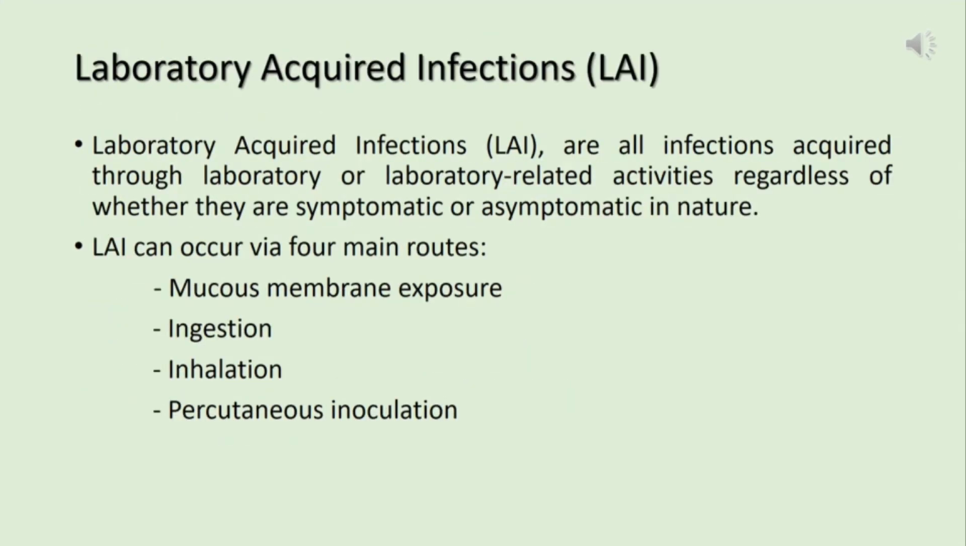Laboratory acquired infections, in short, we call them LAI. They are categorized as all infections acquired when you're working in a laboratory or doing laboratory related activities, regardless of whether they are asymptomatic or symptomatic in nature. So laboratory acquired infections can occur via 4 main routes. We call them routes of exposure. The 4 routes are mucous membrane exposure, ingestion, inhalation, and percutaneous inoculation. Let's look at the details in the next slide.